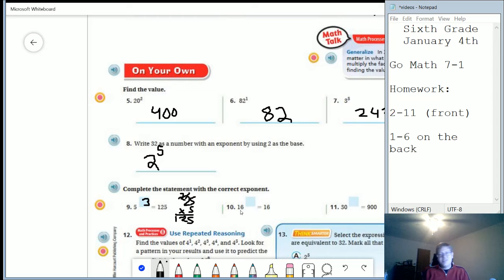This one, if I start and end at the same number, it's going to be the first exponent. And then think about how many times you can multiply 30 times itself to get 900. So 30 times 1 would be 30. 30 times 30 would be what number? And that should give us 900. So it would be 30 to the 2nd power.